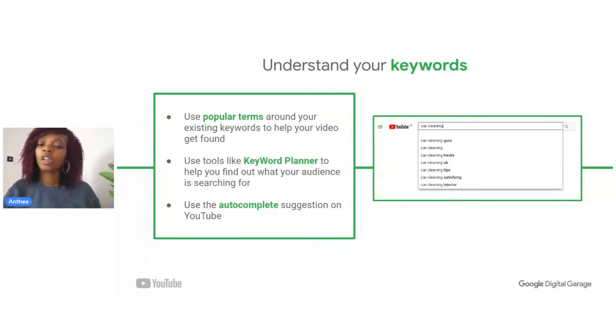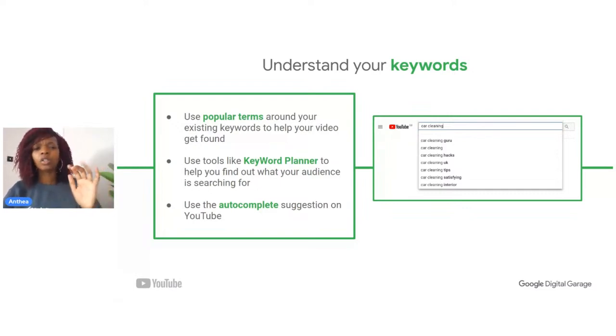So using common terms like how to and review is a good way to connect with more viewers. So optimize your SEO around your existing keywords, and that will help your video get found initially. So think about popular terms, use Google Trends, what's popular. Use Google Ads Keyword Planner to get an understanding about how often people are searching for specific keywords and their synonyms. And then also start to use autocomplete.